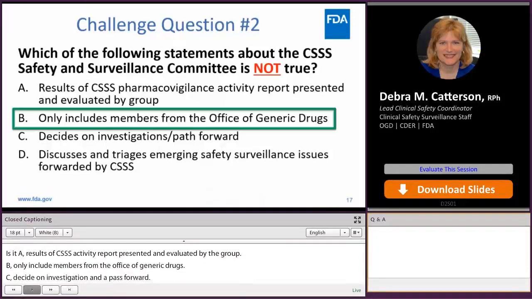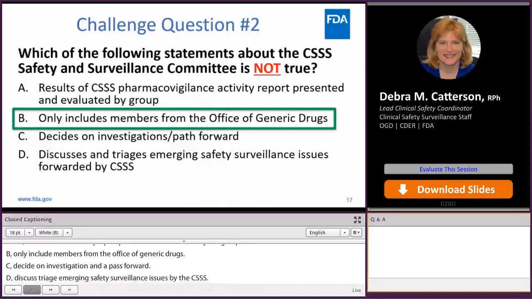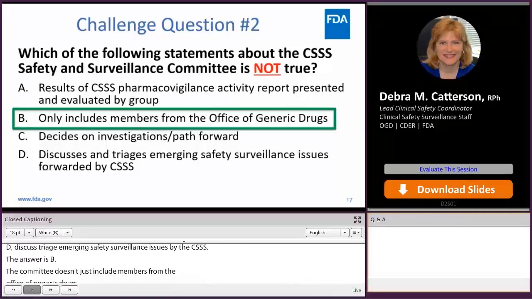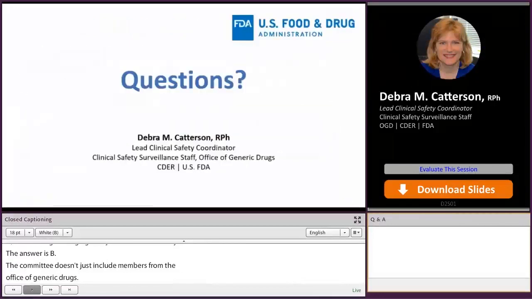The answer is B. The committee doesn't just include members from the Office of Generic Drugs. We also have members from the Office of Pharmaceutical Quality and other CDER offices as needed. It just depends on what issue we're discussing. And that concludes my presentation, and now I open it up for questions. Thank you so much.